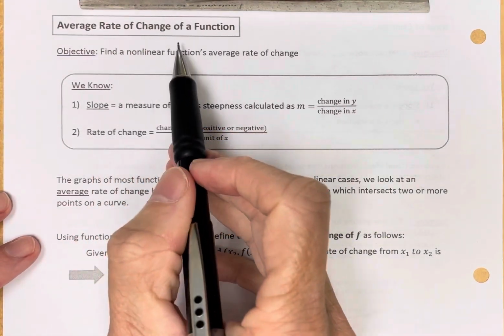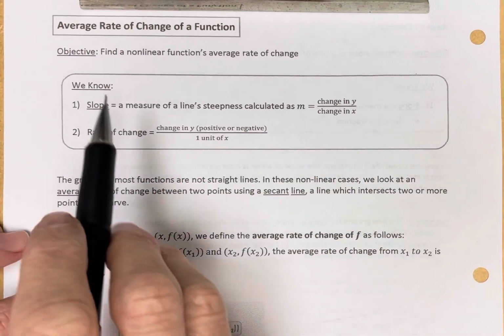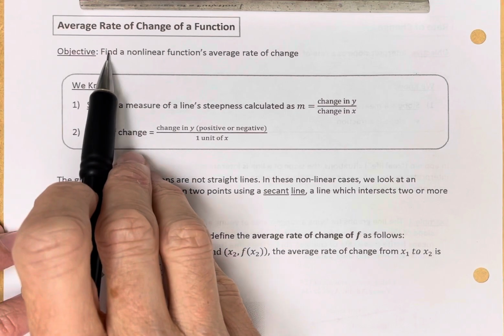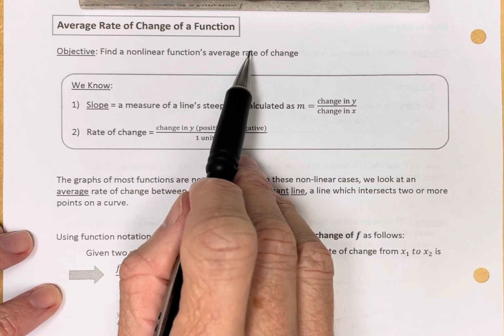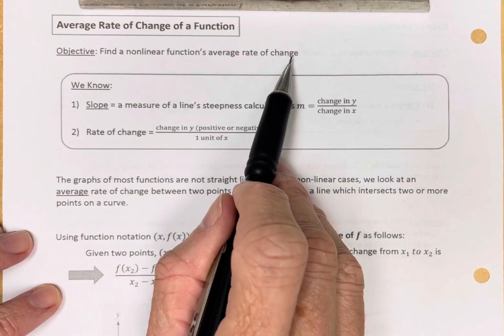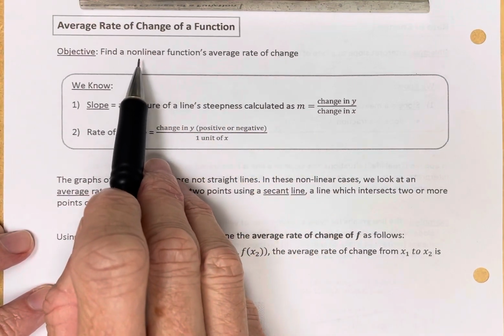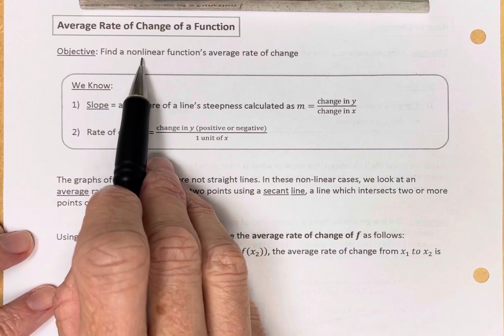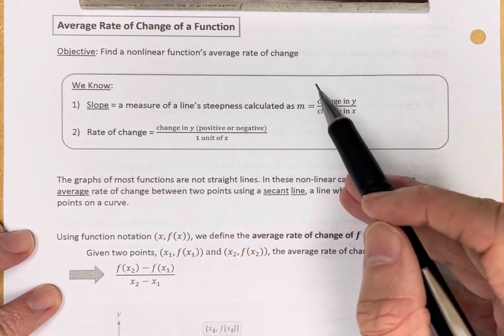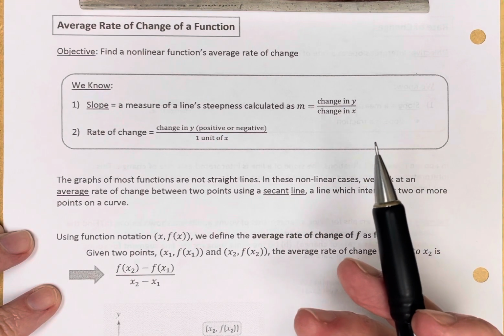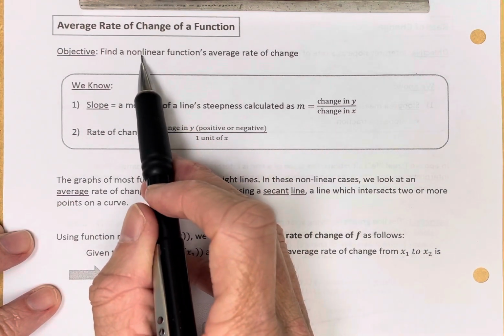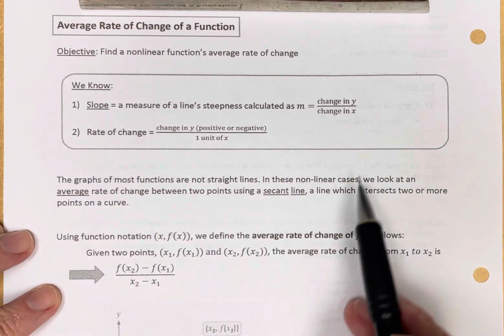The average rate of change of a function. So our objective: find a nonlinear function's average rate of change. You'll notice I paused on nonlinear. Obviously, for a linear function, a line, the average rate of change is always the same. But we're going to talk about a nonlinear change when we have curves.